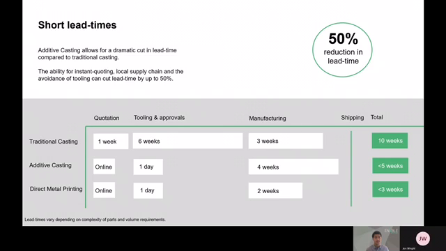While not as fast as direct metal printing, this reduction in lead time has already proven beneficial for our customers. Let's keep in mind that direct metal printing and additive casting may have different market applications, which we'll look at in more depth later on.